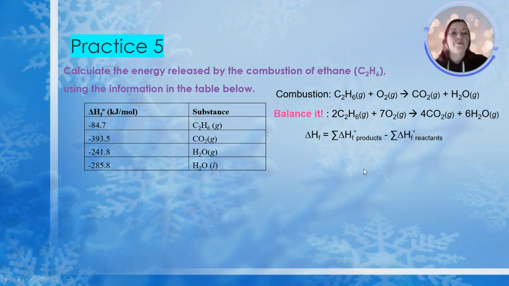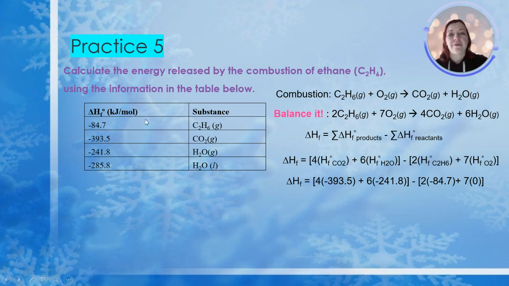So now we can think about our equation for calculating the delta H. We're going to do products minus reactants. We're going to use the values over here, and we need to take into account the coefficients. So we can substitute: 4 times your value for CO2, 6 times your value for water, and we're going to sum those. And we're going to subtract the sum of 2 times your ethane plus 7 times your O2. Now, you might already recognize that O2 is an element in its elemental form, so this value is, of course, going to be 0. But we can plug in the other values from the table.